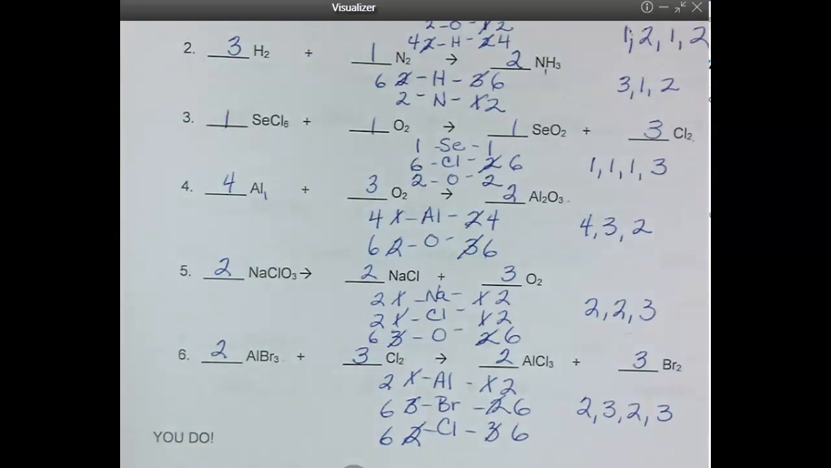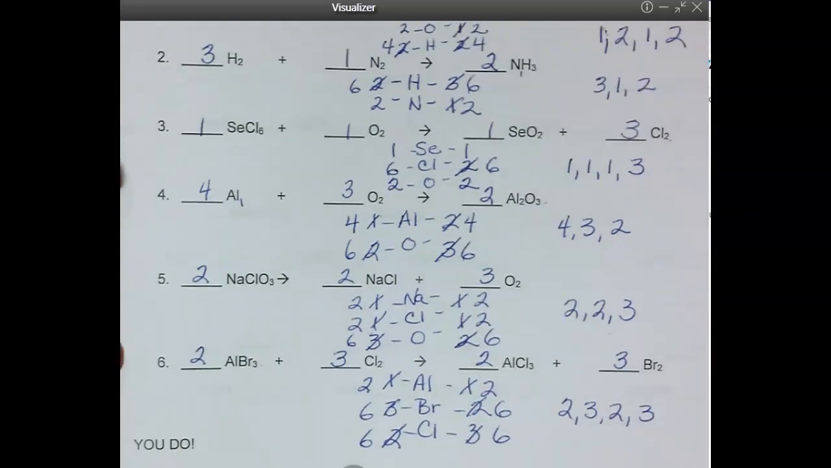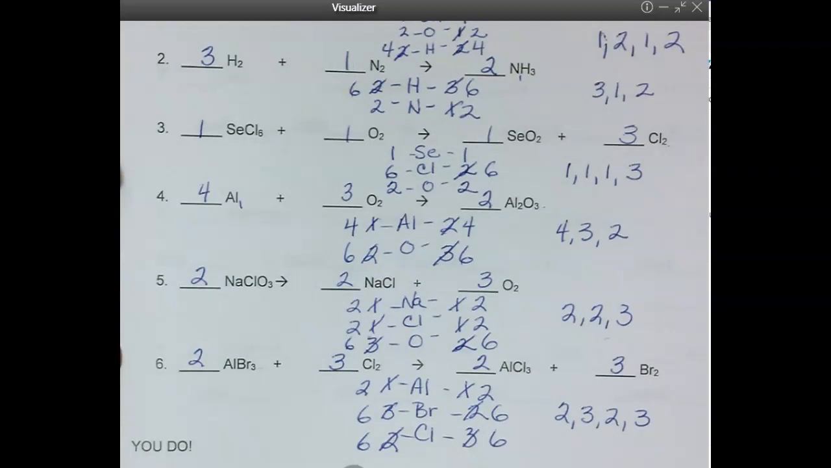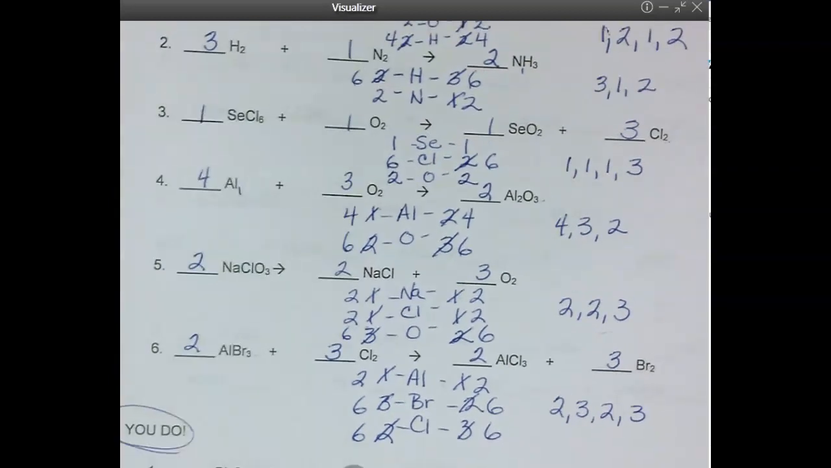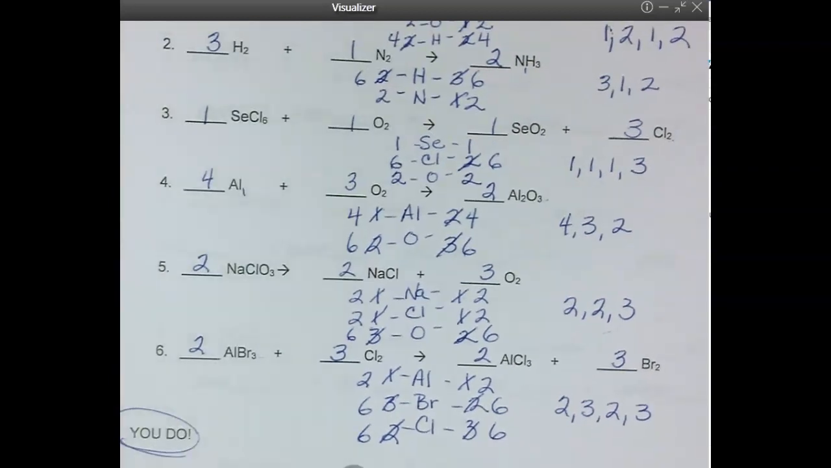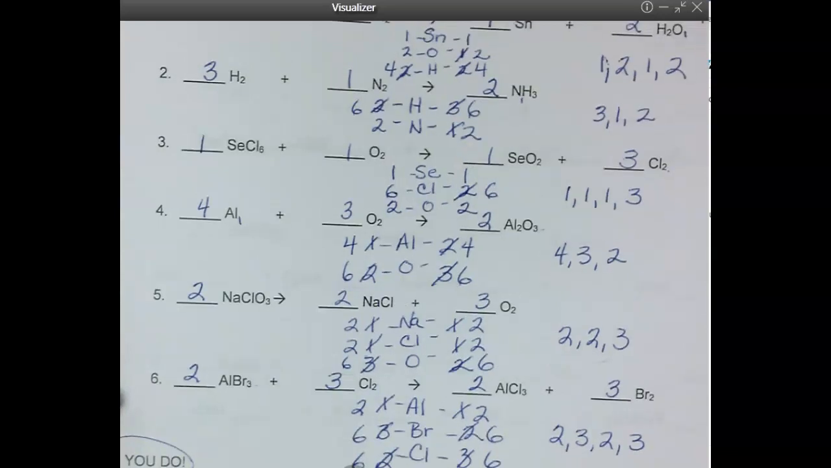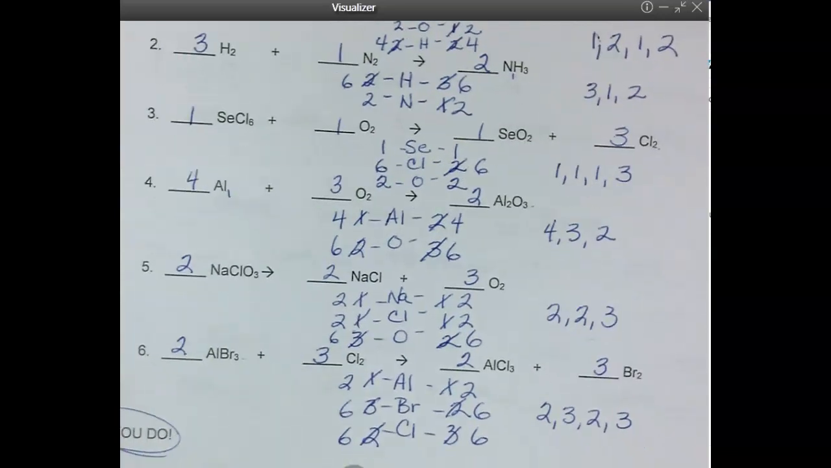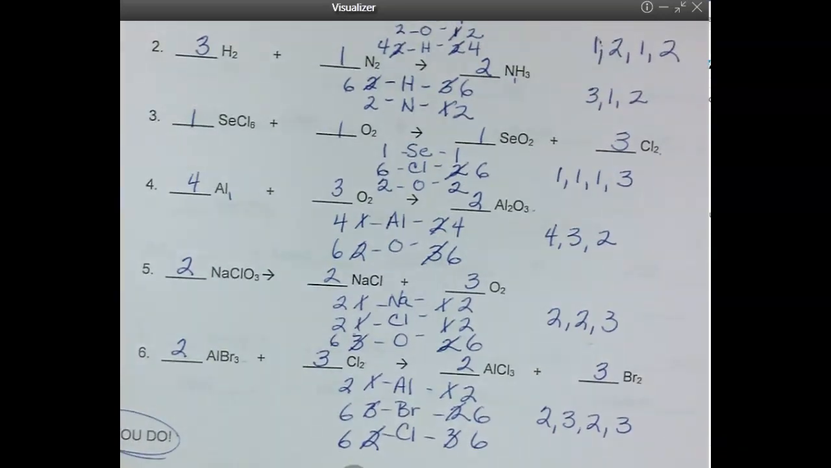Okay. So you're going to try the ones at the bottom. So this is on the YouTube, page 55. You're going to try those at the bottom and see if you can get them done. Now, guys, when you're doing this, if you don't have room to write all this out, you can put it on another sheet of paper.